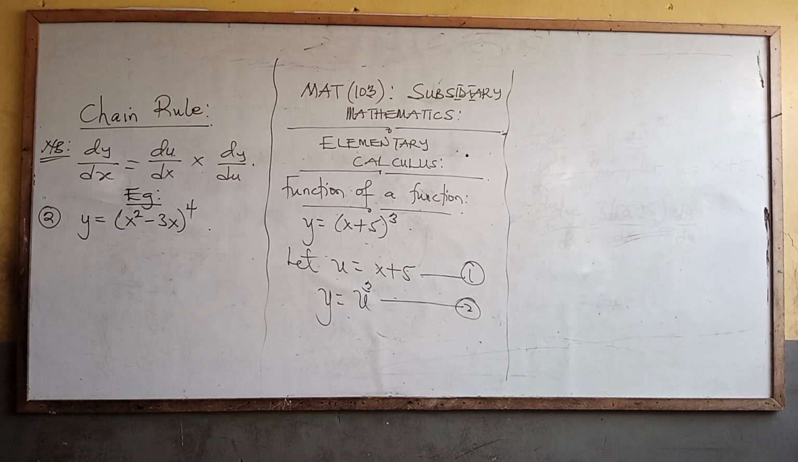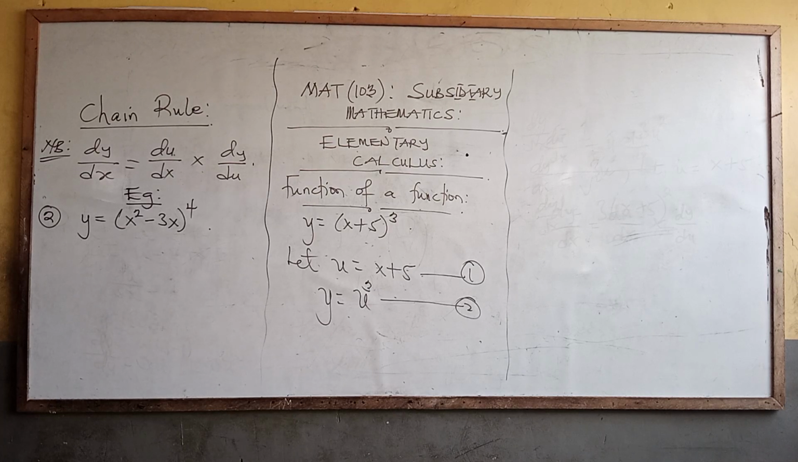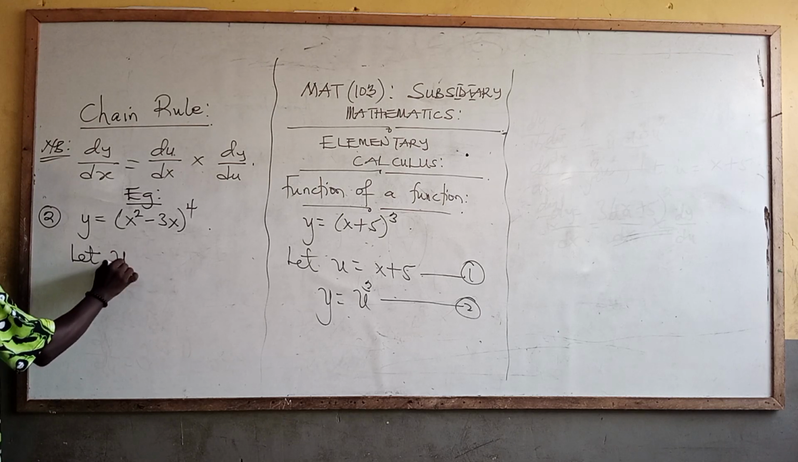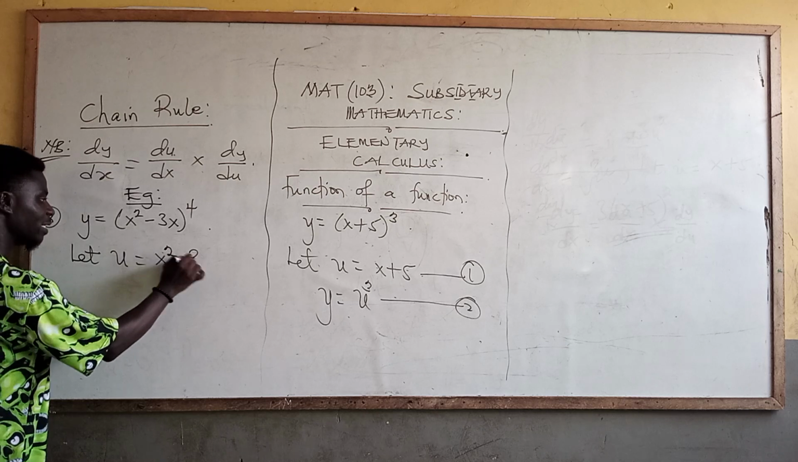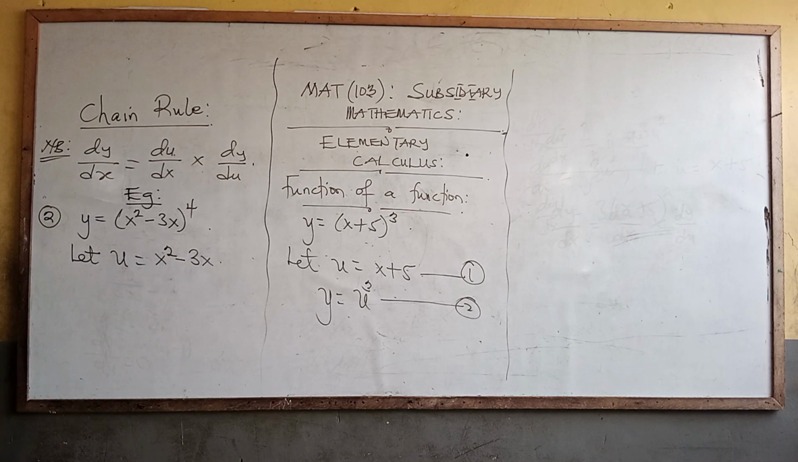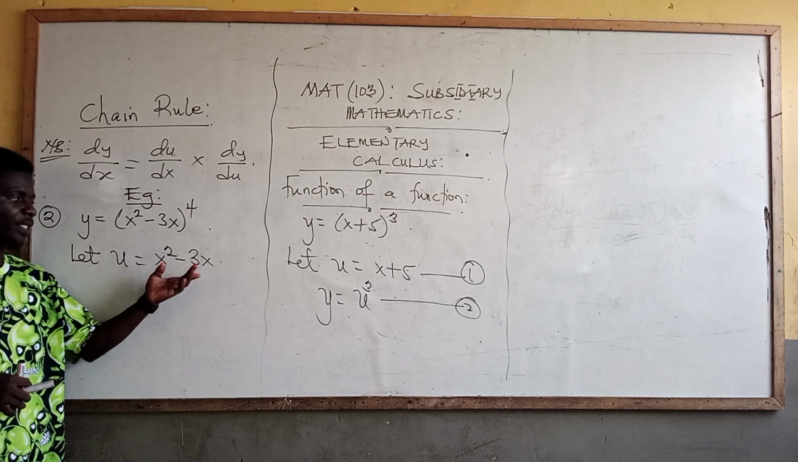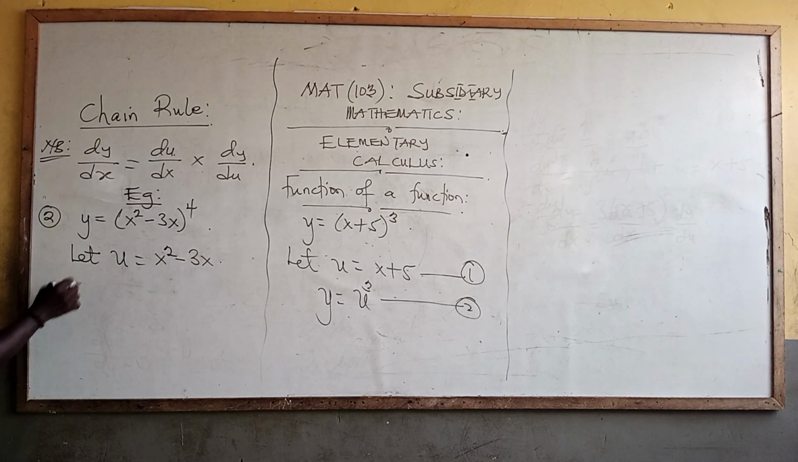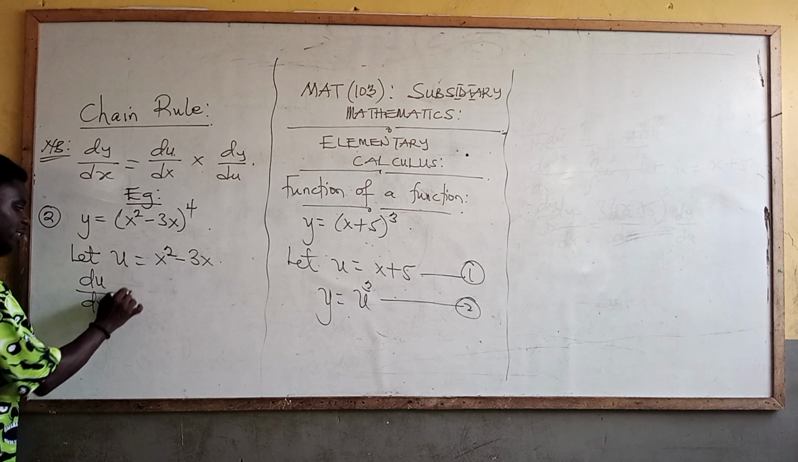Let's see another example, which is example 2, which is y equals (x squared minus 3x) to the exponent 4. So let's see. We can use the chain rule. So we can say, let u equal x squared minus 3x. Right? So if u equals x squared minus 3x, we can differentiate u with respect to x. I told you that this one is the same thing.